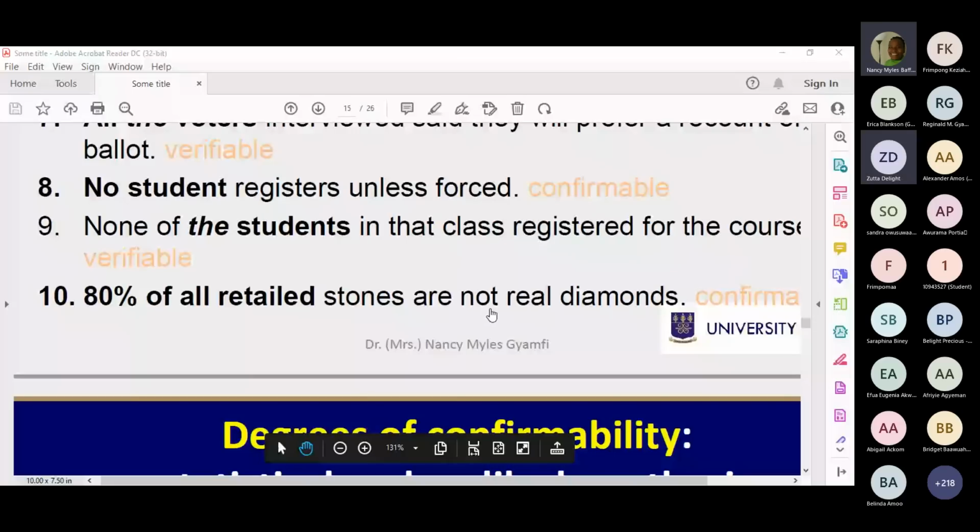Thank you very much. Some sisters answer particular. I don't know who, so please help me. Okay, it's fine. So let me help those who need a response. Look at it very well. I said 80% of all retail stones. All, that's a generalization. I just qualified it with 80%, made an exception to the general set. So this is a statistical generalization. Example 10: 80% of all retail stones are not real diamonds.